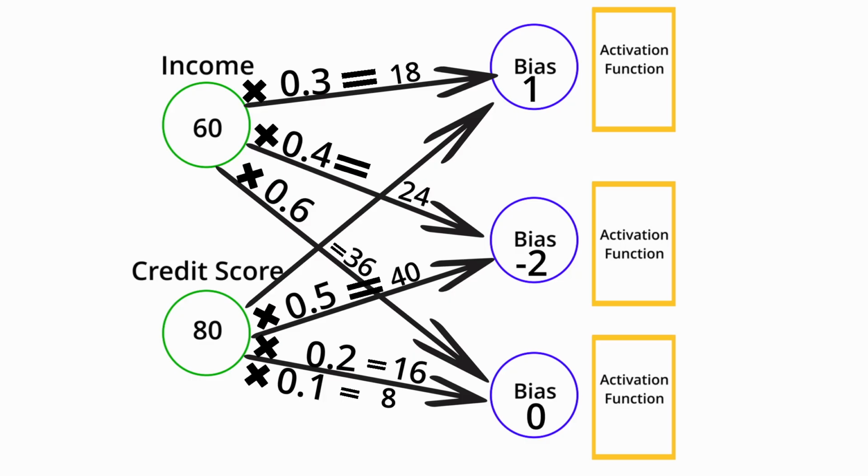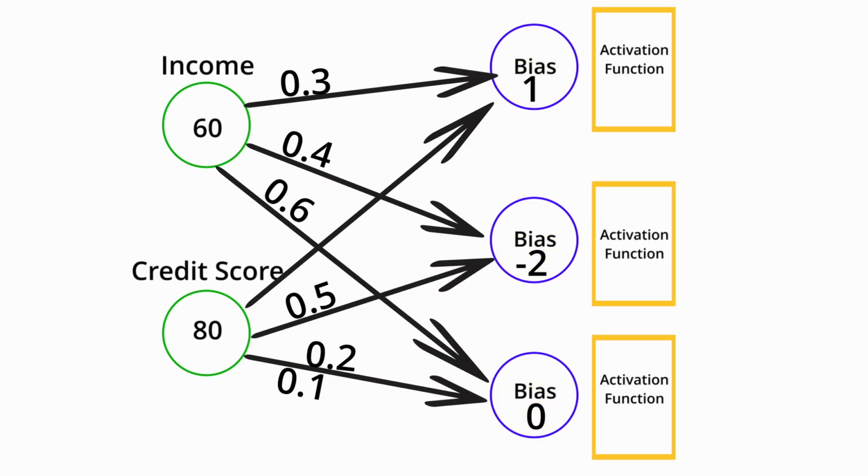We also tack on a little extra number called the bias. You can think of the bias like the neuron's built-in hunch or baseline opinion before it even looks at the data. In our case, a negative bias means the neuron leans towards not giving a loan, while a positive bias means it leans toward approving one.